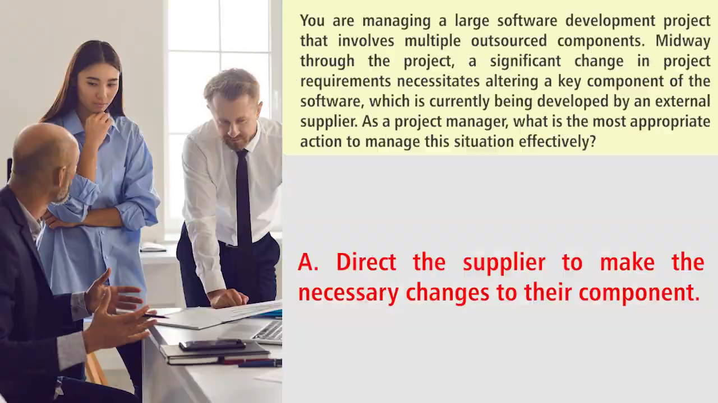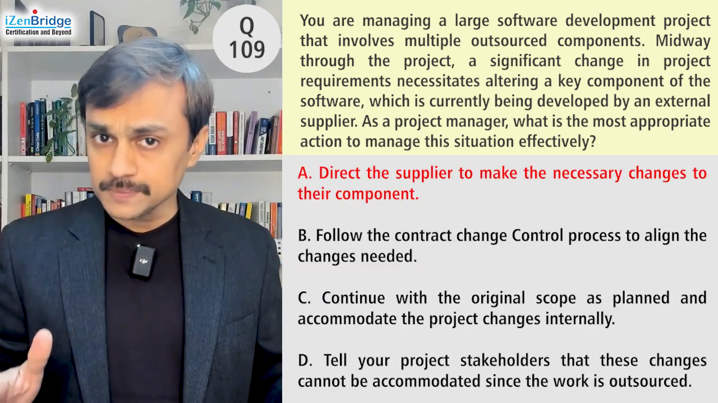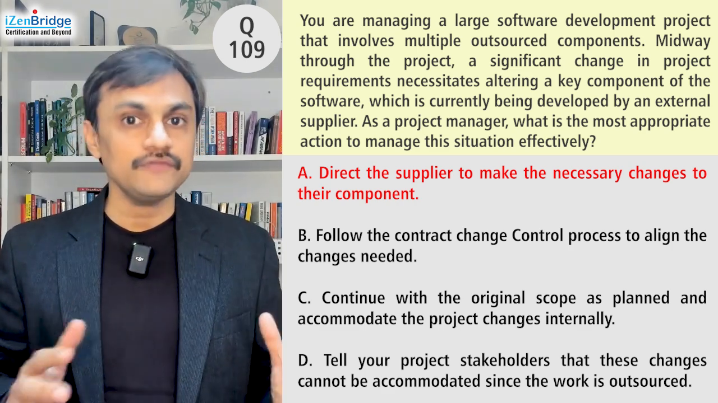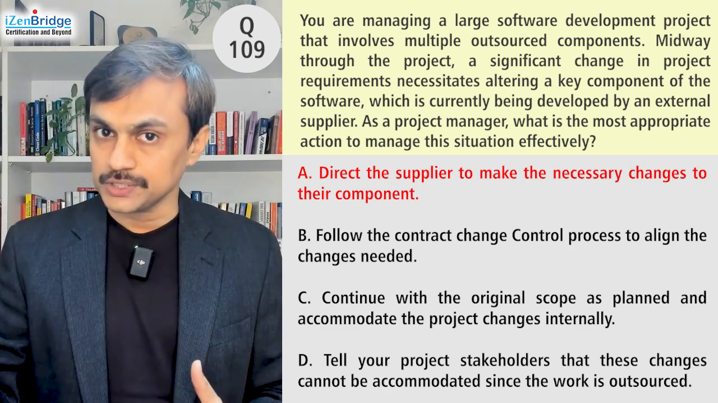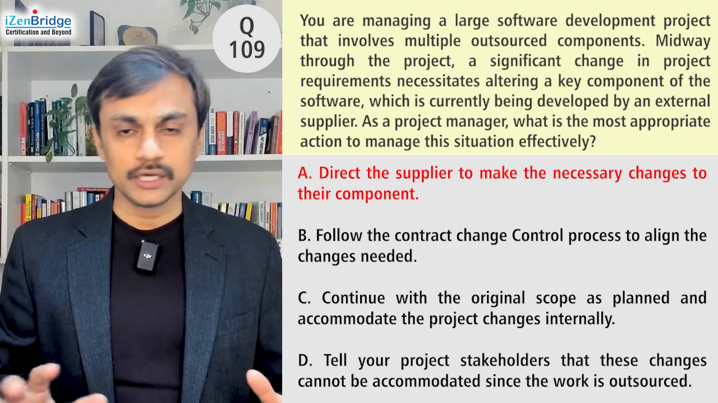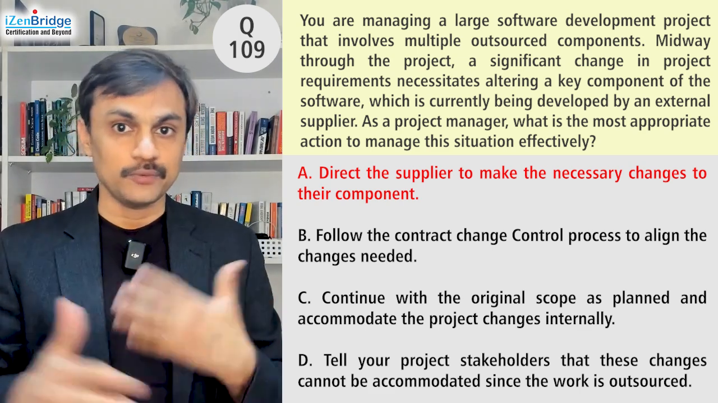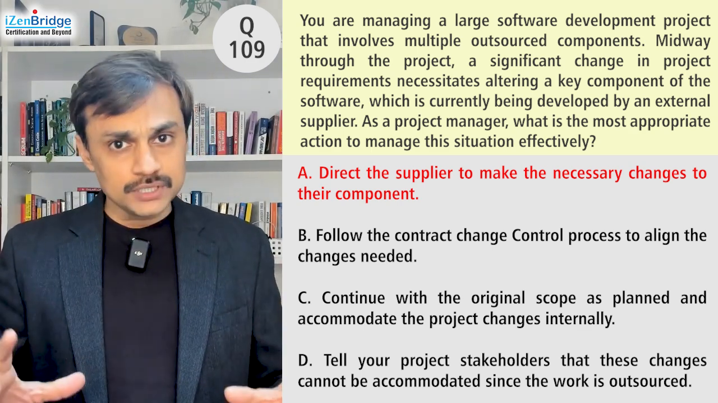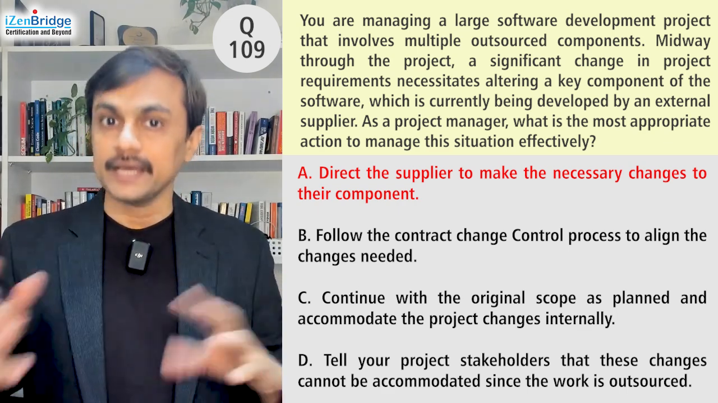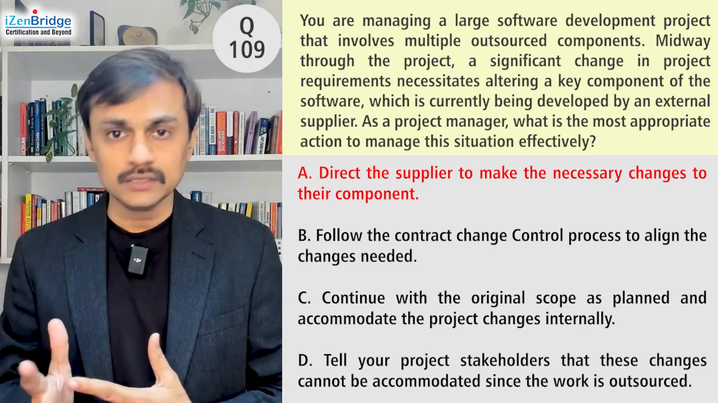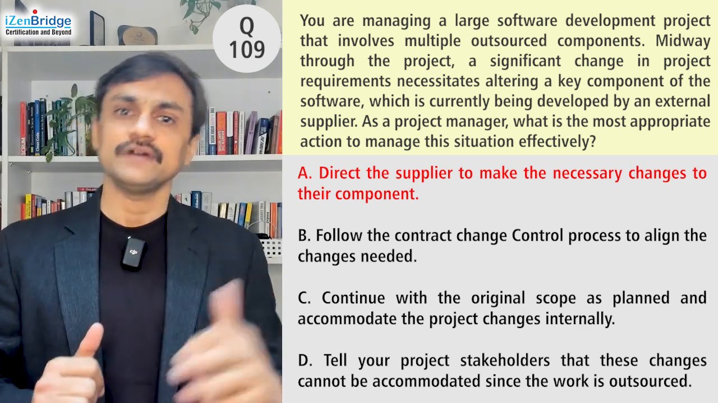Let's see option A. Direct the supplier to make the necessary changes to their components. It's a possibility, but there is also a possibility that if I direct them, they may not listen to me, especially if we have given a fixed price contract to that particular supplier or vendor. If we have given a time and material contract, then probably it will work, because we just tell them and they will probably keep doing it, since anyway we are going to pay for the change in scope. If I get a better option which takes care of the contract and the agreement between the two of us, that can help me better find out how to work with the vendor, rather than directly taking an approach where I tell the vendor and they will change it.